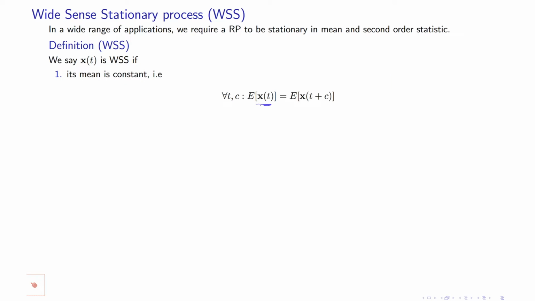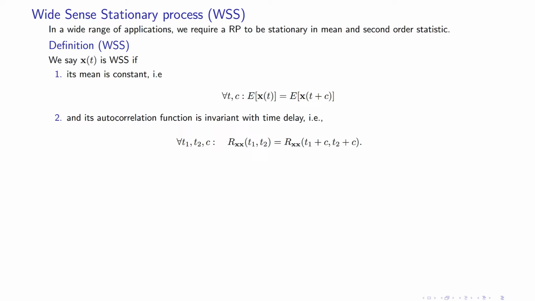The mean of x of t at time t is equal to the mean of x of t with a delay tau. So this delay is applied to your random variable. If you take the mean and delay it, or if you delay it and then take the mean, the result is the same.